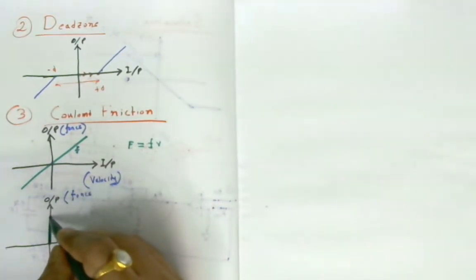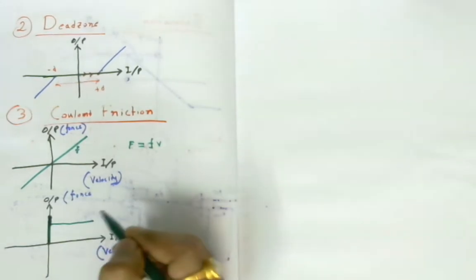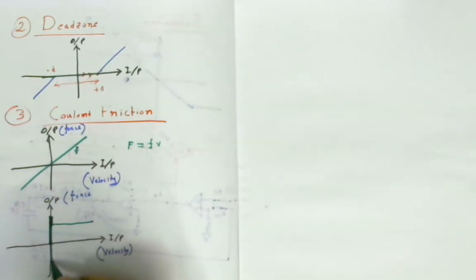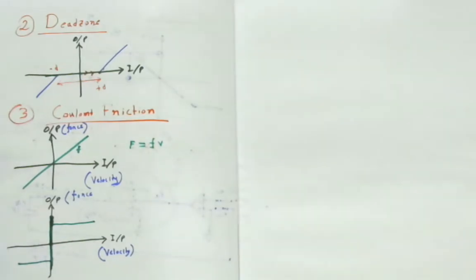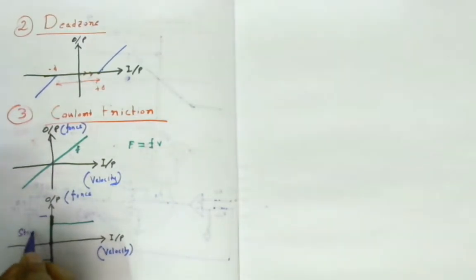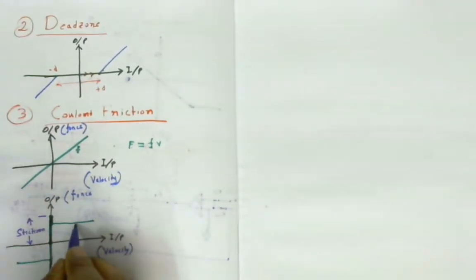So I may draw up to that point the initial force, and then this is the constant retarding force or opposing force. If I draw the negative characteristics, this is also true for the negative characteristics. So this is the stiction force, and this is called the Coulomb friction force.